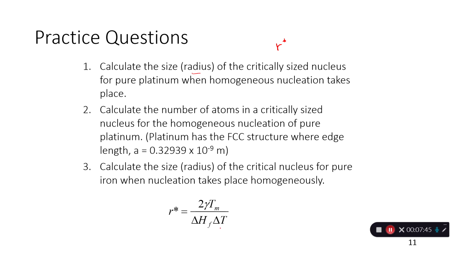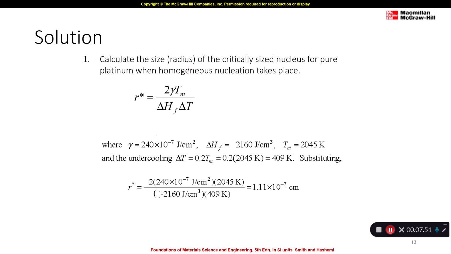Very easy, we just use this formula. We just need to find the right information. From the table, you'll see that gamma is this value for platinum. The heat of fusion is this value, also from the table. And T_m is the freezing temperature. For undercooling, we're going to use this formula: it is 20% of T_m.